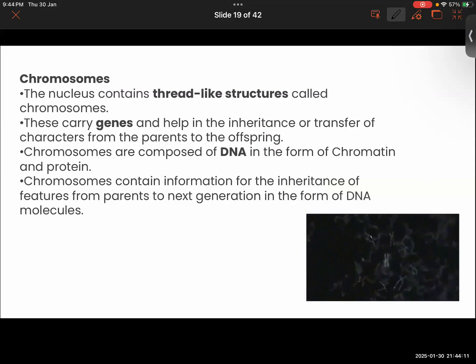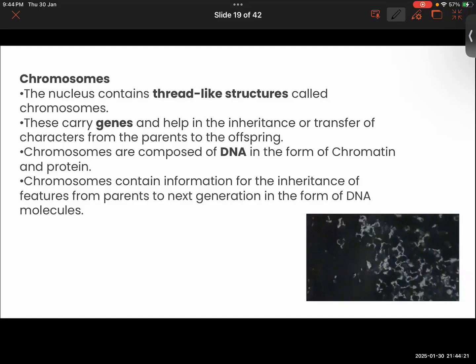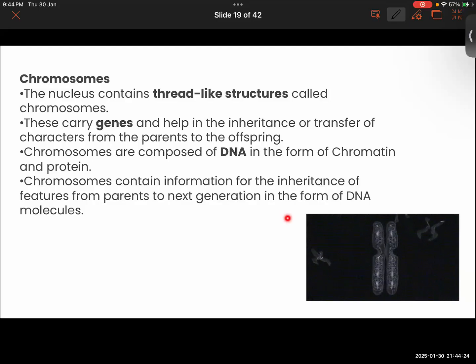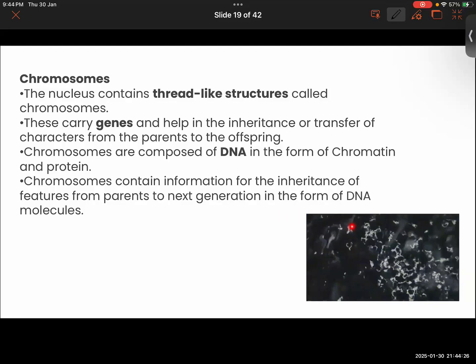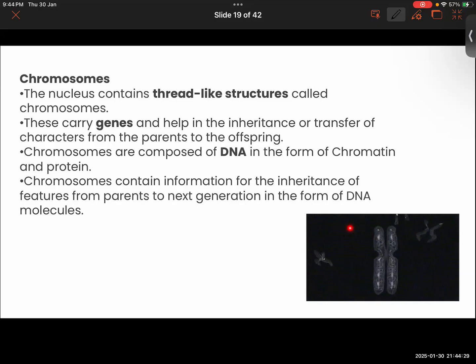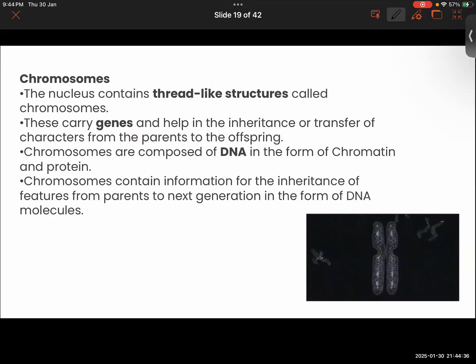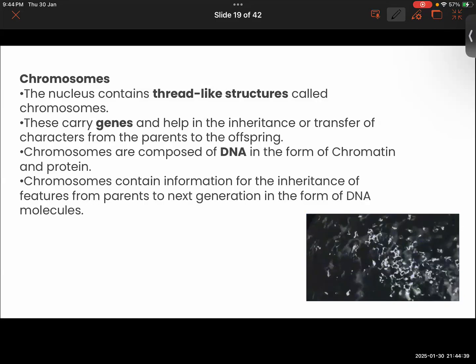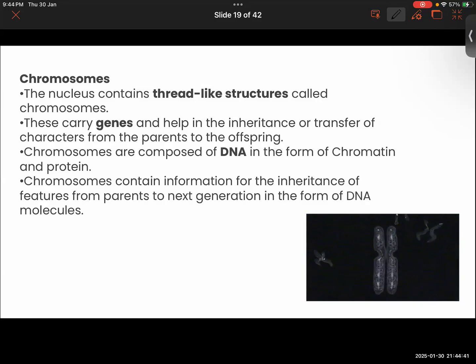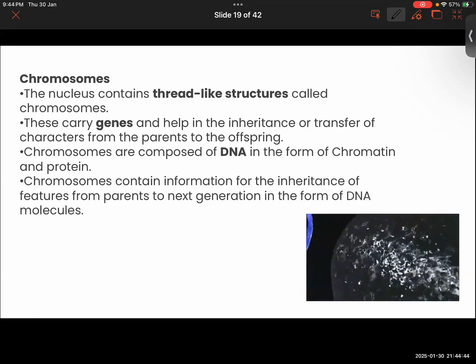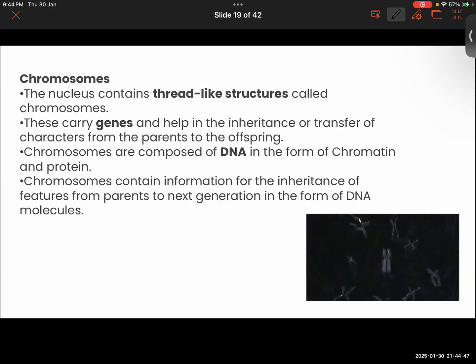Next, as you know about chromosomes already, these are the thread-like structures present inside the nucleus. In the given animation, you can see these thread-like structures present inside the nucleus. And they carry the genes, right? They carry the genes and help in the inheritance or transfer of characters from parents to the offspring. So what we see here is that the nucleus contains chromosomes, and chromosomes contain genes and the DNA basically.